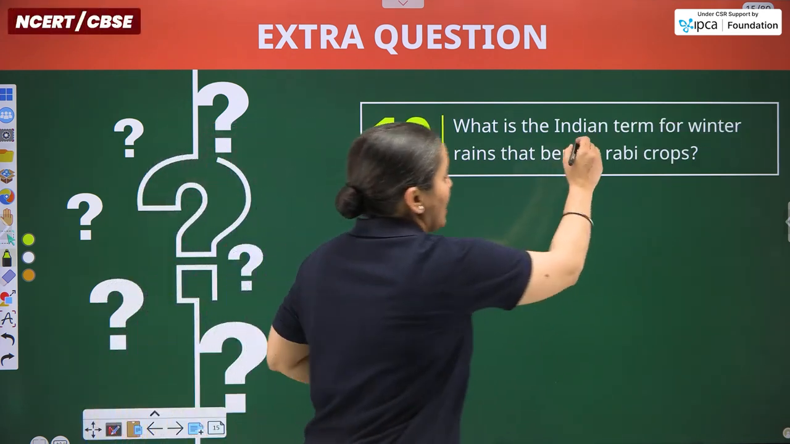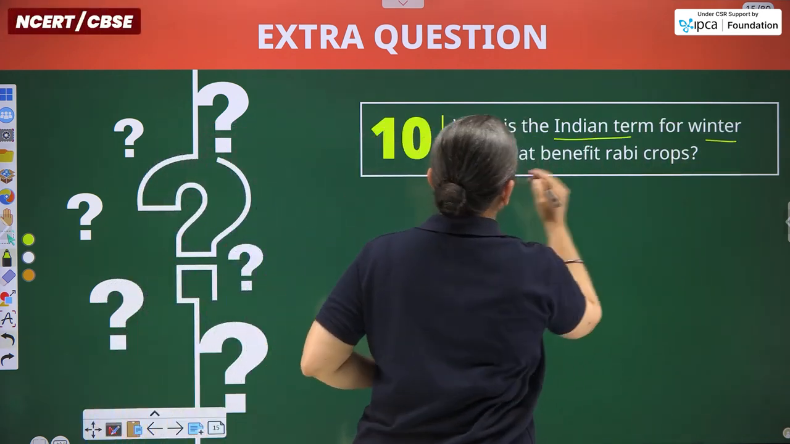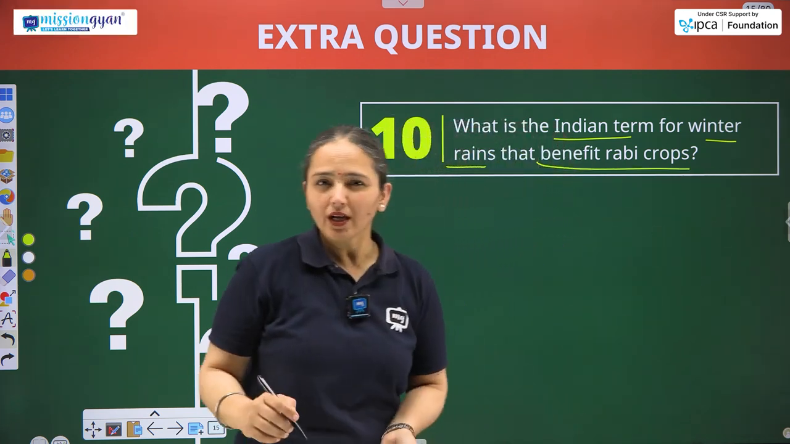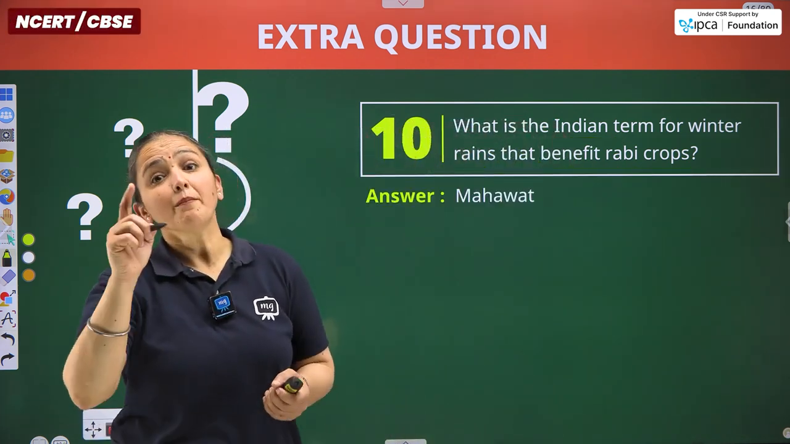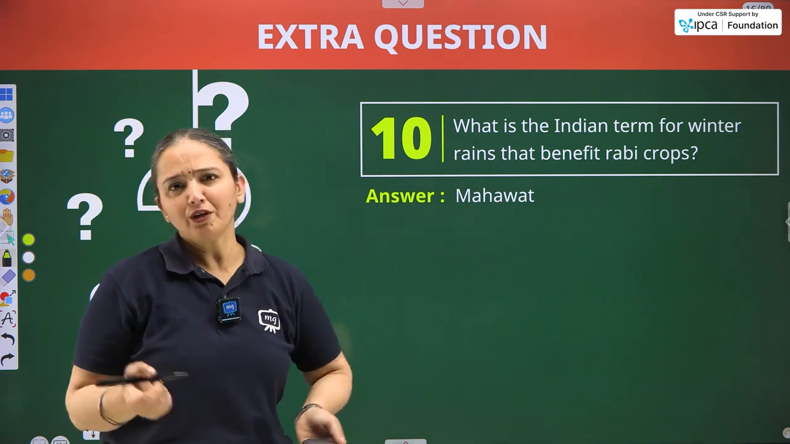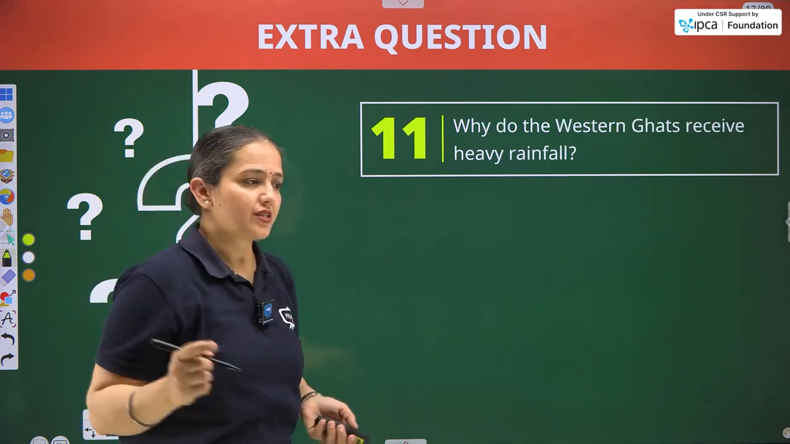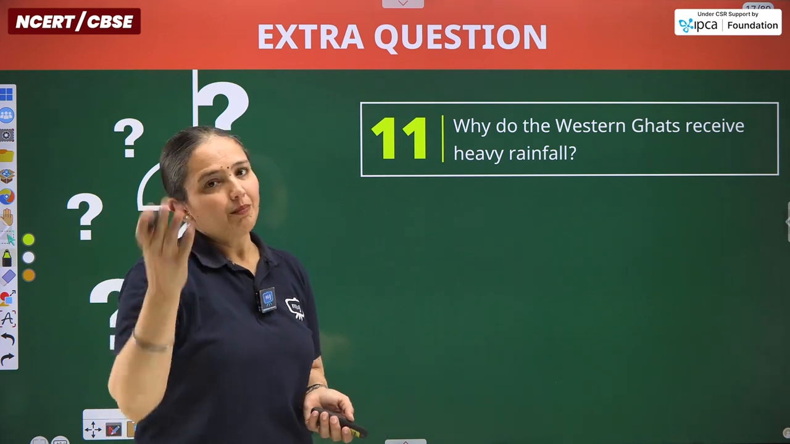What is the Indian term for winter rains that benefit rabi crops? So particular kind of wind blows, that is known as Mahavat. It is very good for rabi crops that are sown before the winter starts and they are ripened by the winter ends.